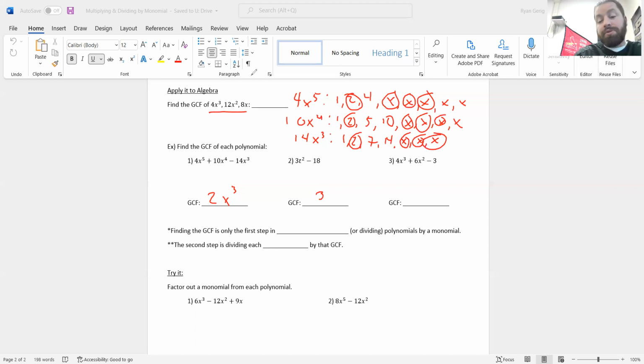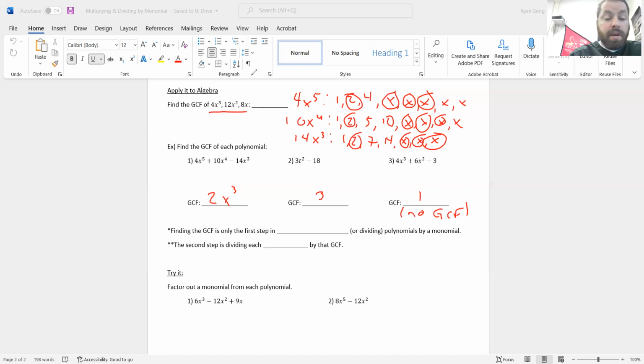Number 3, trick one here. The numbers have no GCF. Well, it's 1, right? You can always have 1. But 4, 6, and 3, the only one they have in common is 1. And then there's no x's in 3, so I can't take any x's out. The GCF on number 3 is 1. We would say this has no GCF, if it's just 1.